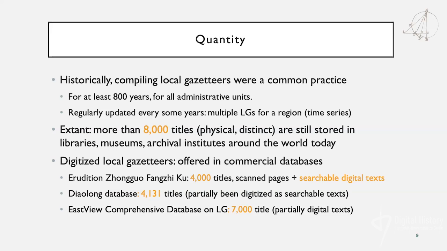But that means there are multiple local gazetteers for the same region. So you can think about it as a time series: you are not only getting a snapshot of a certain time, you are getting several snapshots at different times in history about this place. And they document almost the same categories.